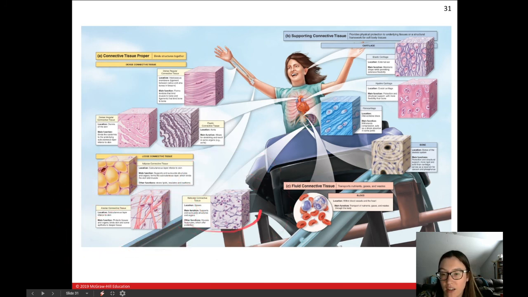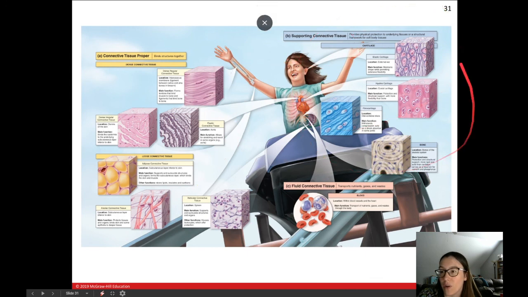And then reticular connective tissue. This is found in the spleen, in the lymph nodes. It makes up kind of the meaty part of those organs. It supports and surrounds the structures of the organs, and you can see there's a lot of white blood cells in there, so it has an immune function there.